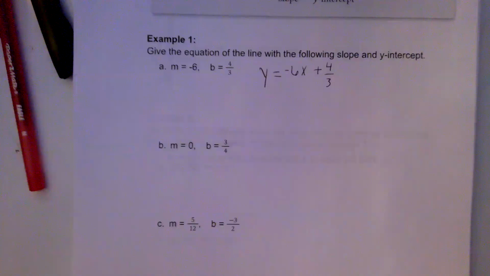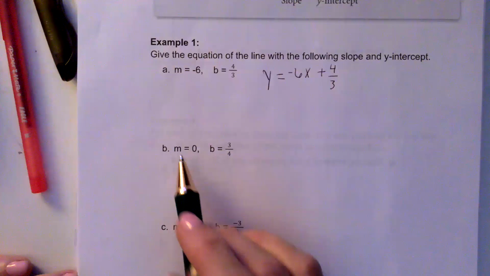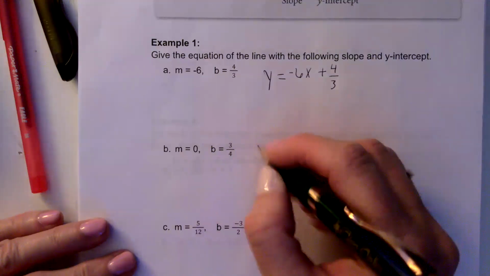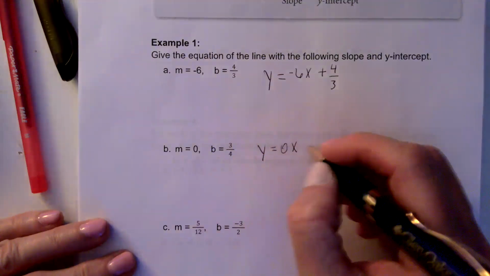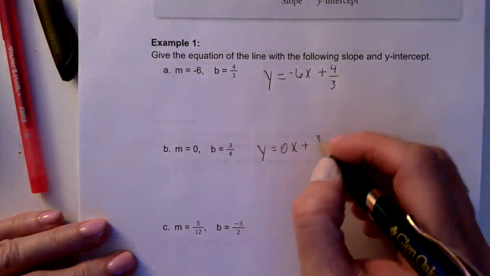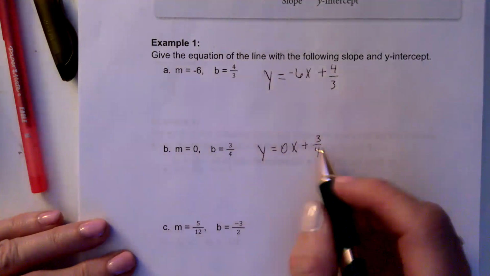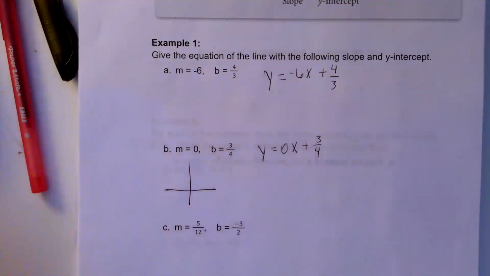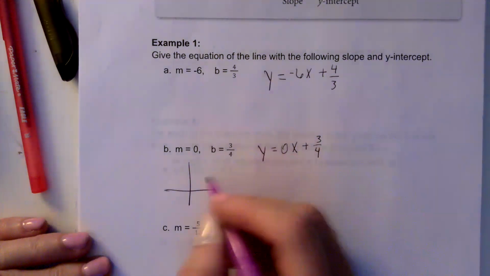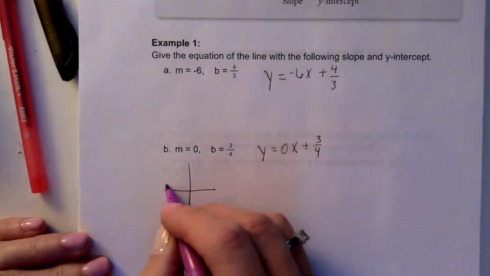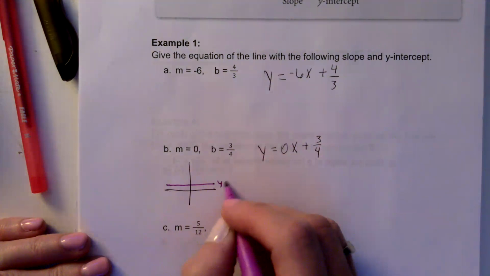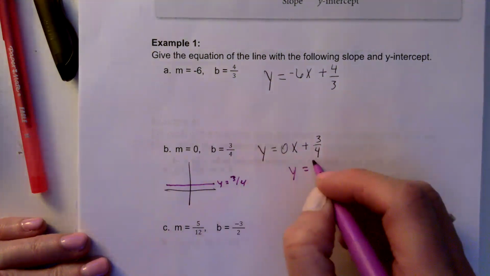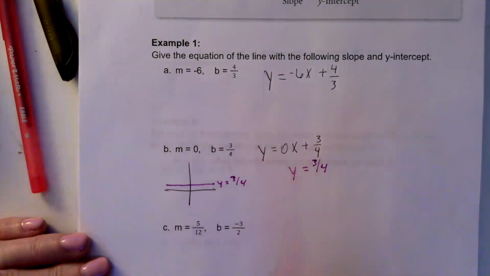The next one says we have 0 slope and our y-intercept is at 3/4. Okay, so we can put them both into the equation. 0 slope plus 3/4. And when there's 0 slope, that means that we have just a horizontal line at 3/4. So my equation is just y equals 3/4.